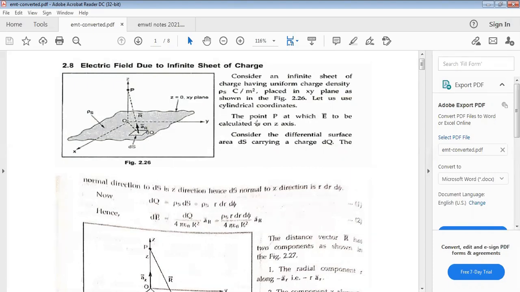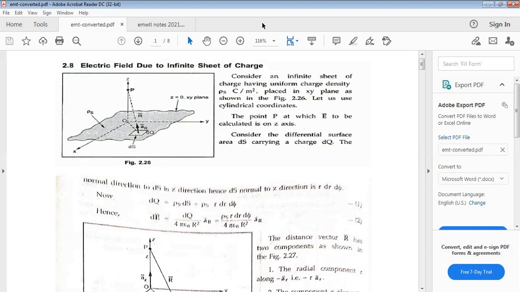The point P at which E bar is to be calculated is on the z-axis. Consider a small differential surface area ds carrying a charge dq. The charge is uniformly distributed, and we consider only a small differential surface area. In that, there is a small differential charge dq. The normal direction to the ds is in the z direction. You see, it is in the z direction.